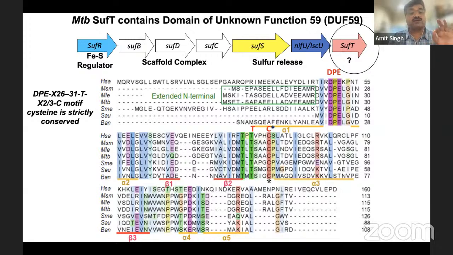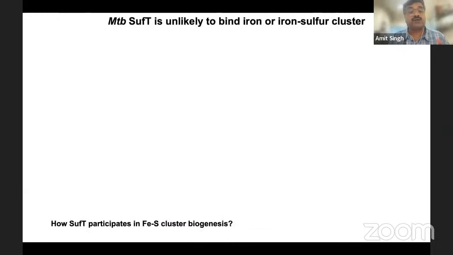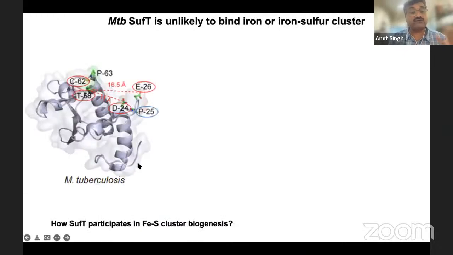So these features were there in the case of MTB SUFT also. The NMR structure of MTB SUFT is already there in the PDB database, so we were able to model this MTB SUFT structure based on the PDB entry. And we found that this conserved motif, DETC, is located very close by in the structure. Very interestingly, the hydroxyl groups of DET orient towards each other. Cysteine is also very close by, and its thiol is also oriented towards the hydroxyl.